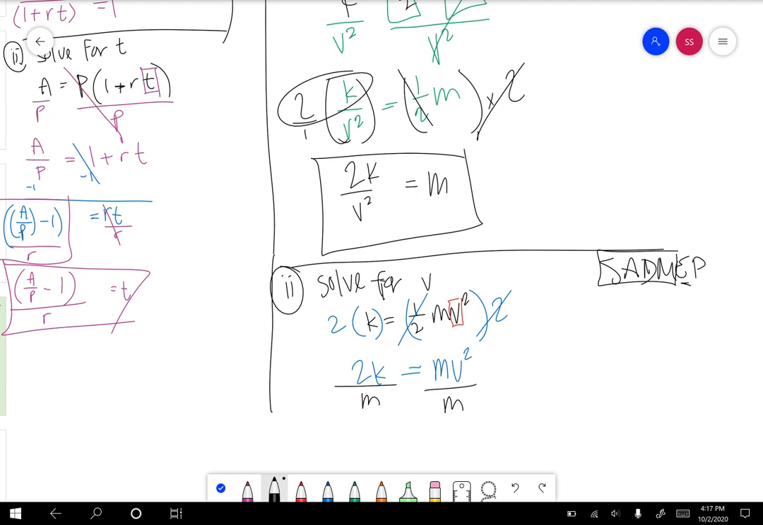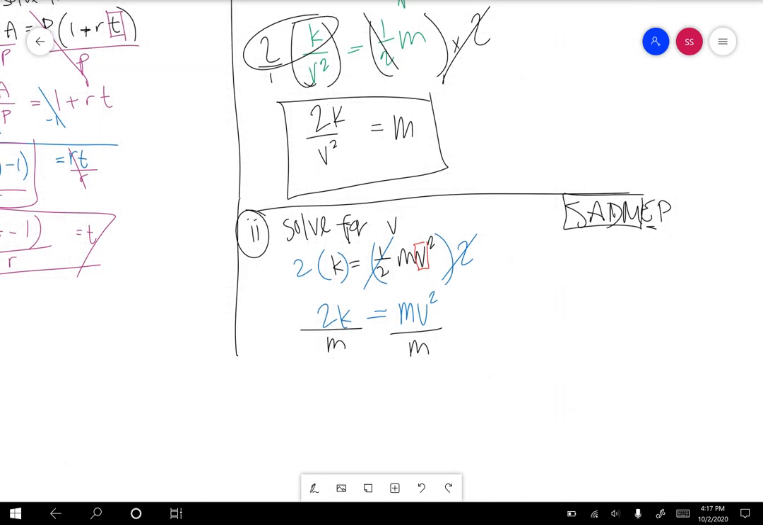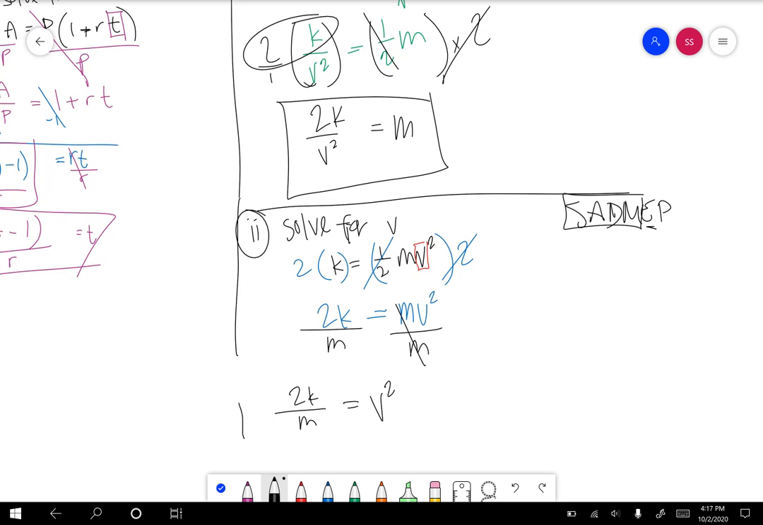Okay. There we go. So on the left side, we have, again, these are not like terms, so it would stay just the same as that. So 2k divided by m. On the right side, m divided by m would cancel out, so we're left with v squared. All right. Now again, we're solving for v, not v squared, so we're not quite done yet.